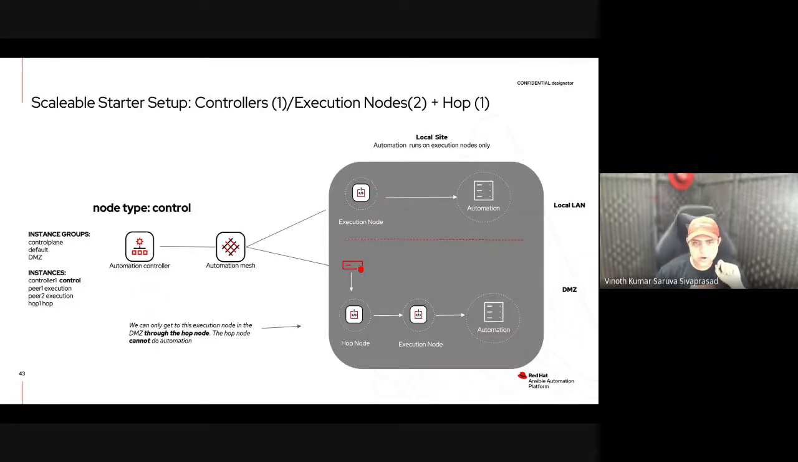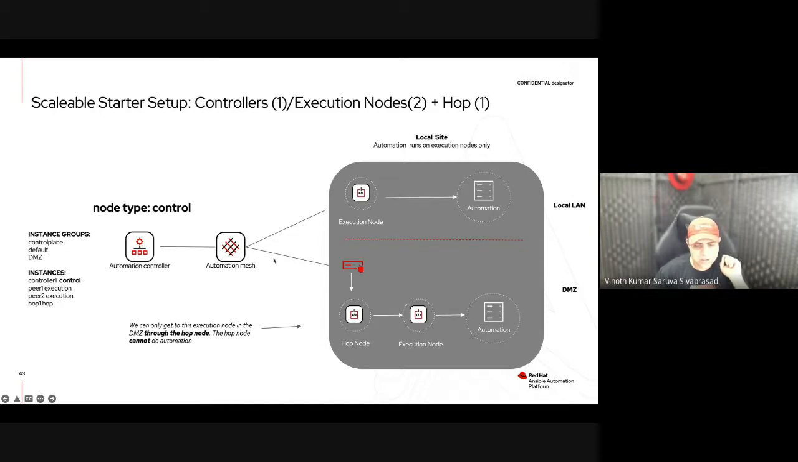So here, we are going to separate the functions, the control plane and execution function. Control plane nodes are only of type control. That means it only runs the control function, and we will have execution nodes. This shows one example. We have a controller acting as just a control node, and then one execution node, sitting in my local LAN or my local DC, which executes all my automation.